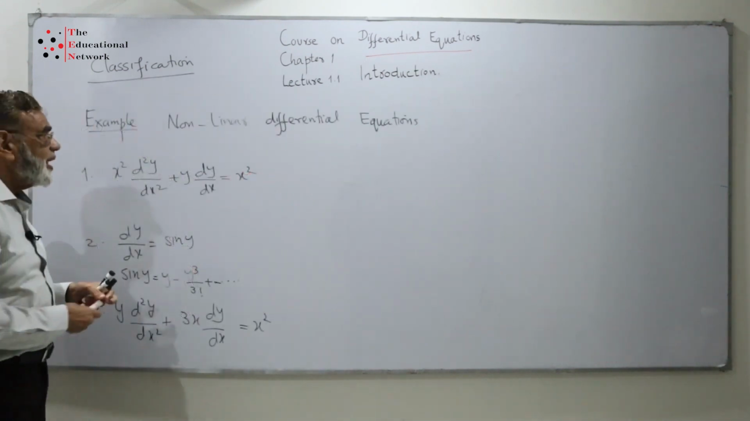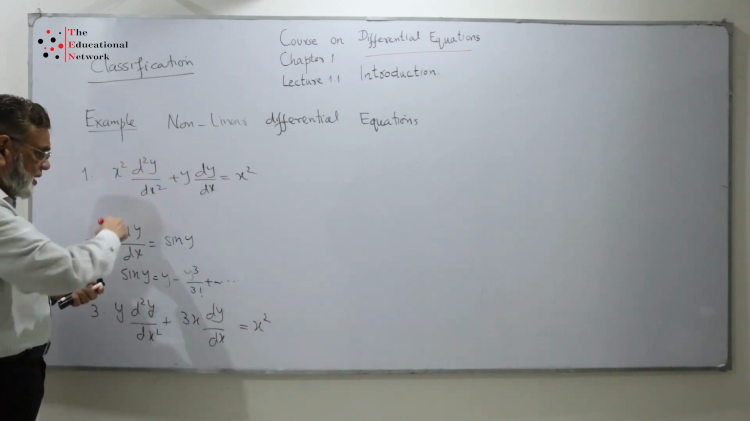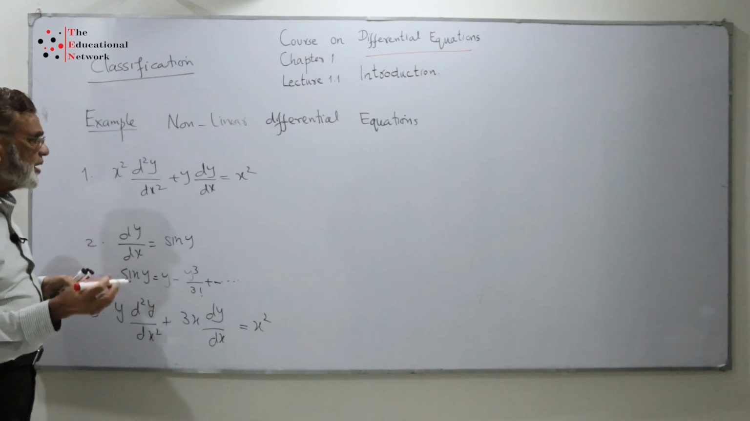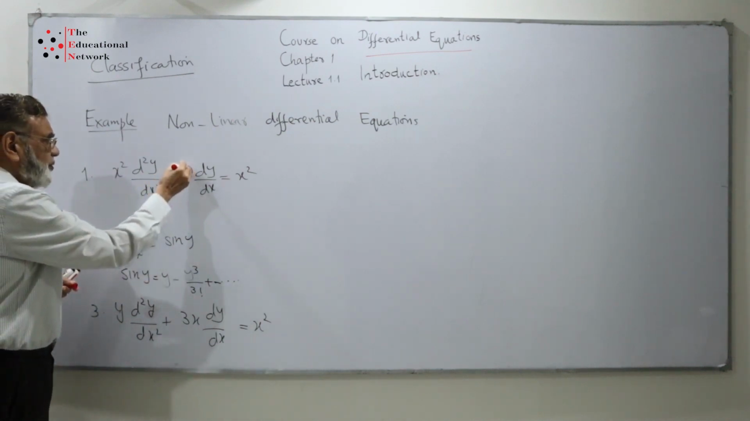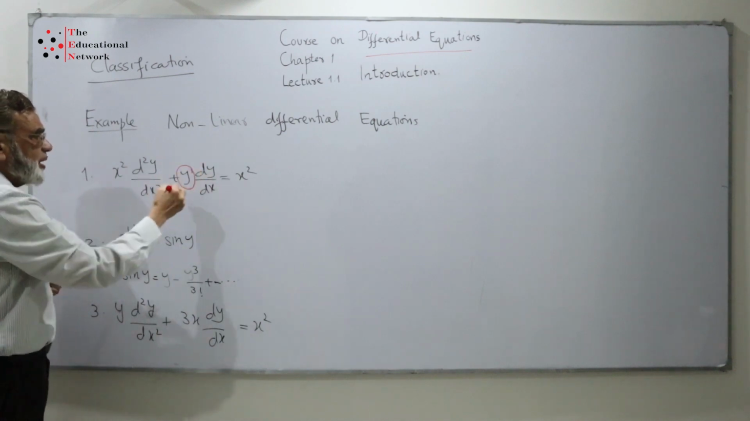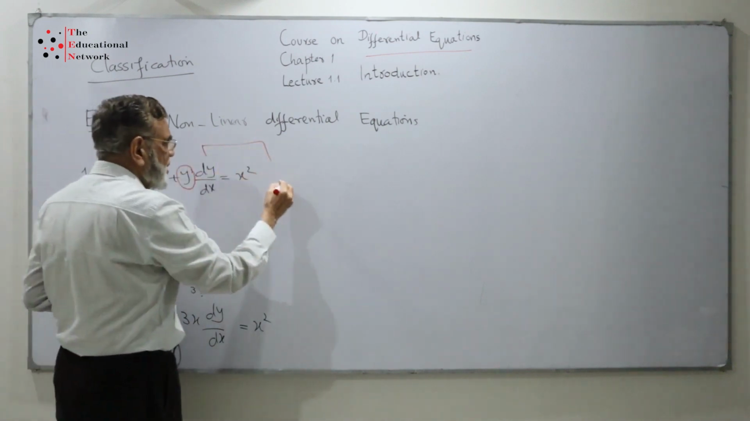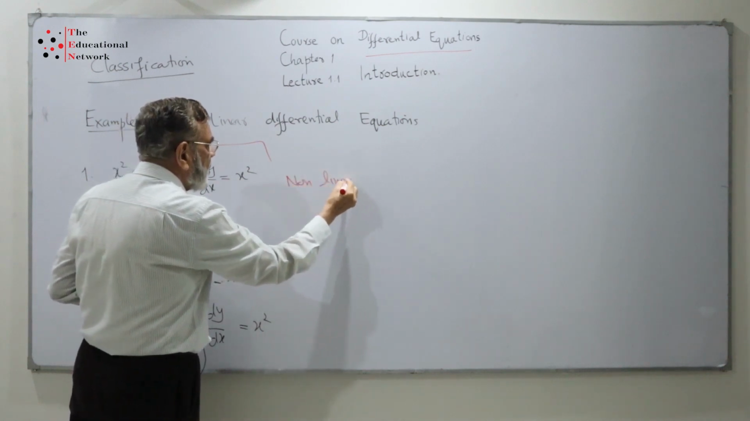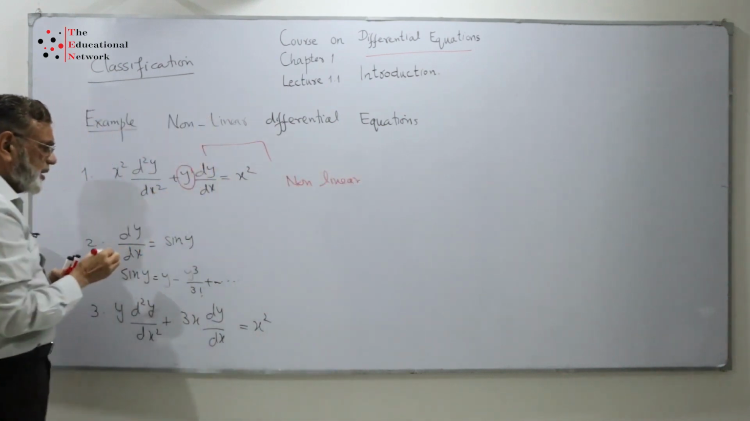Looking at this example, I want to say these equations are nonlinear. But why they are nonlinear, we want to see here. We can see the coefficient of dy by dx is y. And we say y is repeating. So due to this term, this is nonlinear, because y is repeating here.